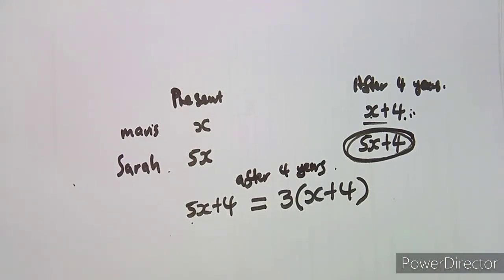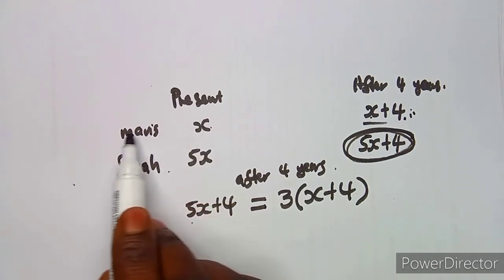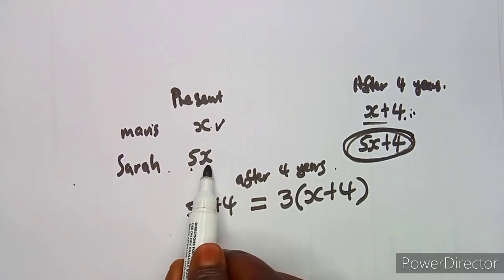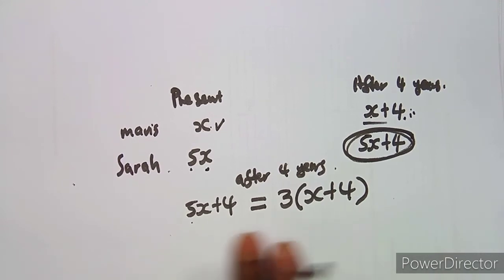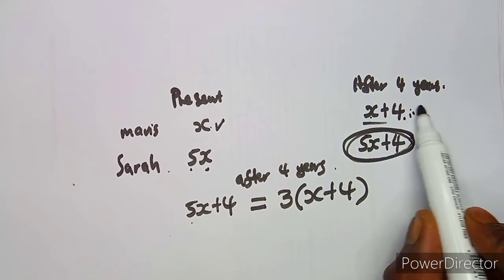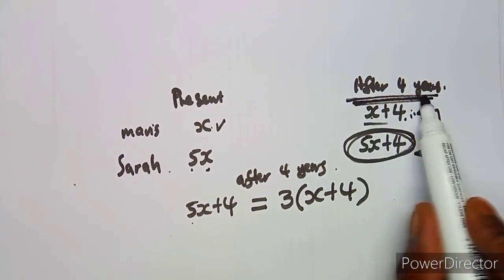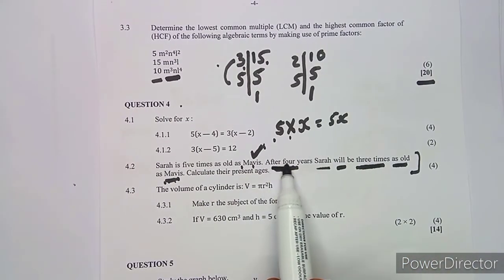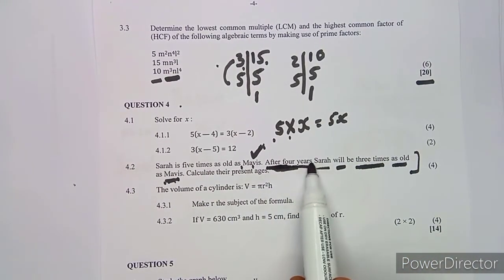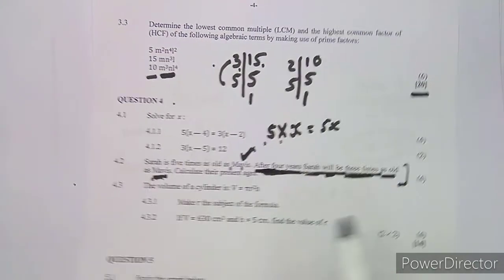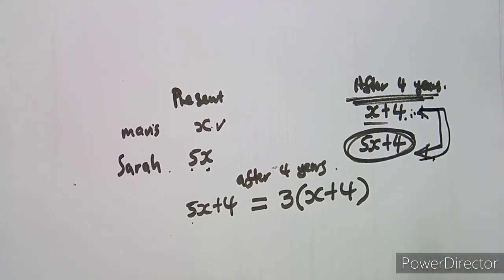So we have formulated an equation that is going to help us to find the value of x to represent Mavis' present age, and we can find Sarah's age, which is 5x, once we have the value of x here. So you see how tricky the question was. You are going to formulate an equation from this one of after 4 years, because that is where you are given a condition. This is after 4 years, so you're not going to use their ages at present, but these ones that they have after 4 years.